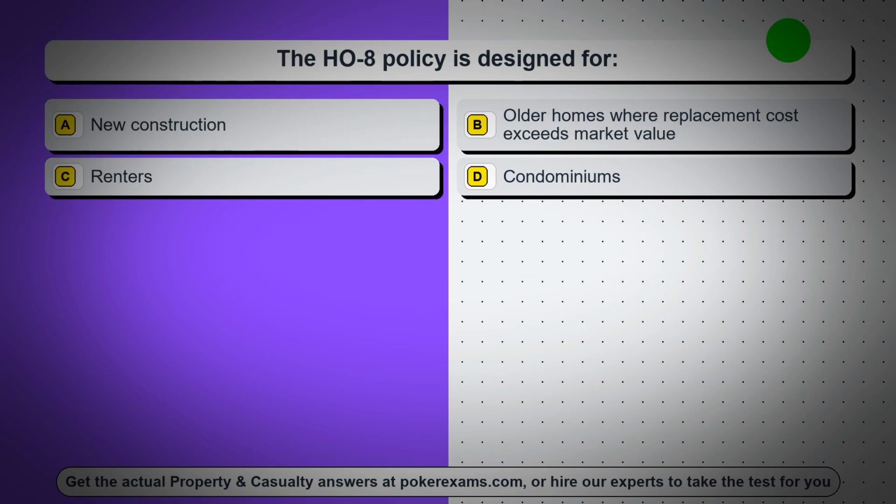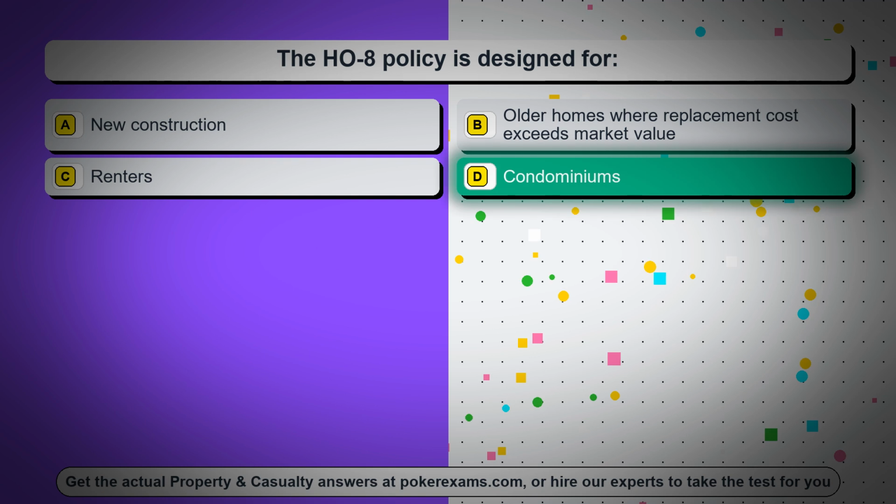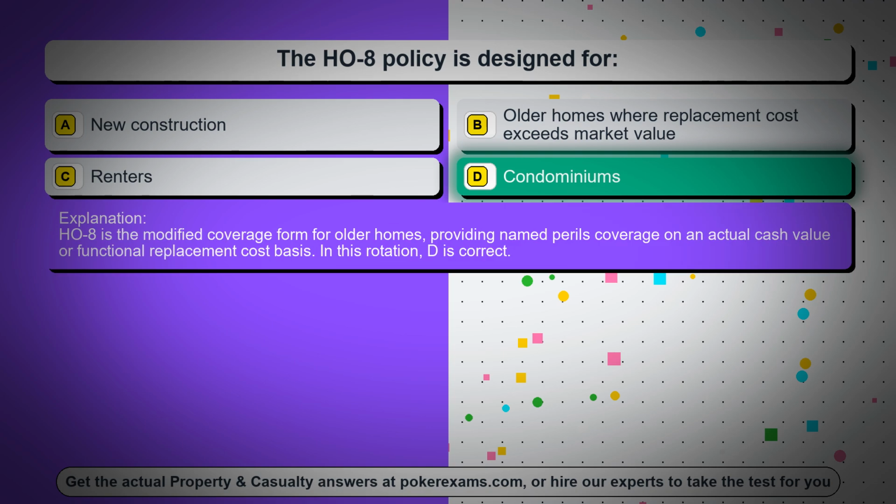Question 92. The HO-8 policy is designed for, option A, new construction. Option B, older homes where replacement cost exceeds market value. Option C, renters. Option D, condominiums. The correct answer is option D, condominiums. HO-8 is the modified coverage form for older homes, providing named perils coverage on an actual cash value or functional replacement cost basis. In this rotation, D is correct.